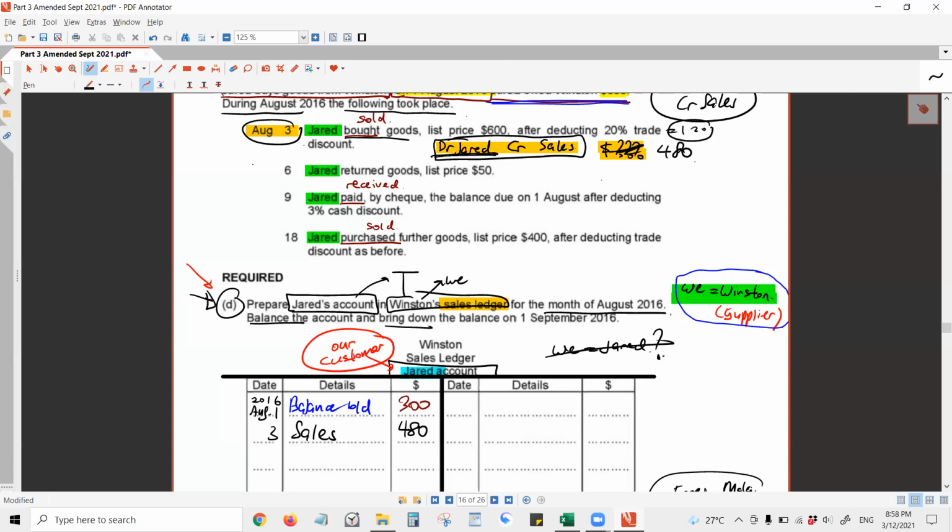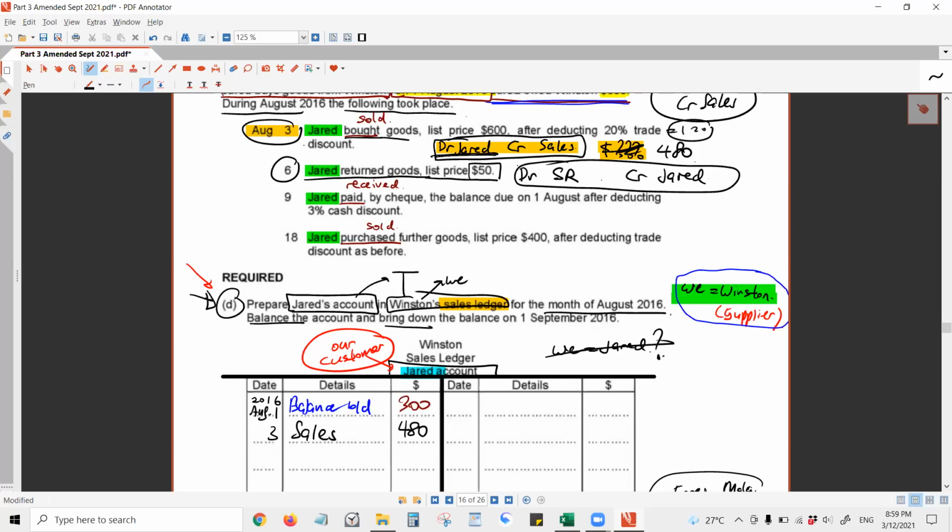Now, August 6th: Jared returned goods, list price 50. We are not Jared, we have to keep reminding ourselves, we are Winston. So Jared returned goods back to us. First and foremost, decide what the double entries are. Debit sales returns, credit Jared. Agree, right? Debit sales returns, credit Jared.